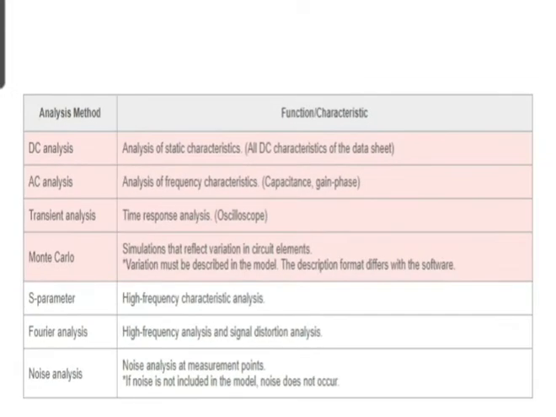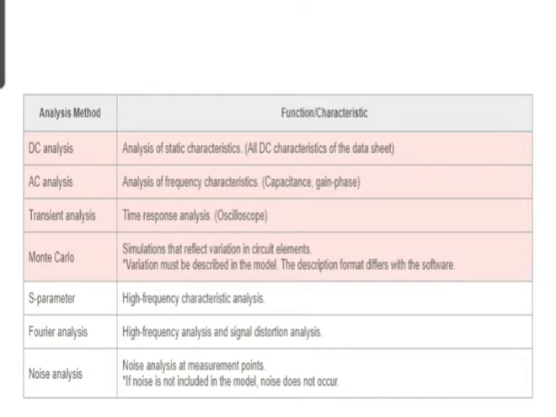So the analysis methods are DC analysis, AC, transient analysis, Monte Carlo, S parameter, Fourier analysis, and noise analysis. Now DC analysis is analysis of static characteristics, all DC characteristics of the data sheet. AC analysis means analysis of frequency characteristics, capacitance and gain phase.